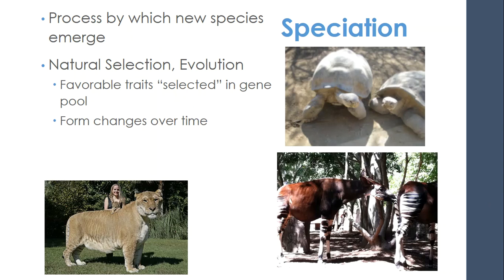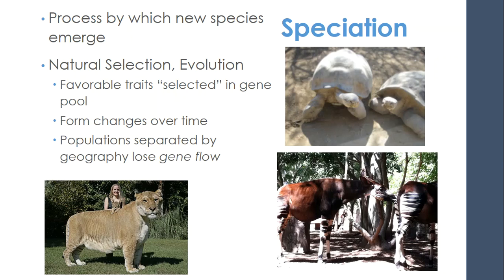And these form changes over time. It's not like all of a sudden you have one offspring that is part of a new species, but it's something that happens slowly over time. We do have bursts of speciation that happen, but generally when you think about it in our lifetimes, it happens pretty slowly. Populations separated by geography lose something called gene flow. So here is a picture of Galapagos tortoises, and the Galapagos Islands are great places to study speciation. It's where Darwin went.